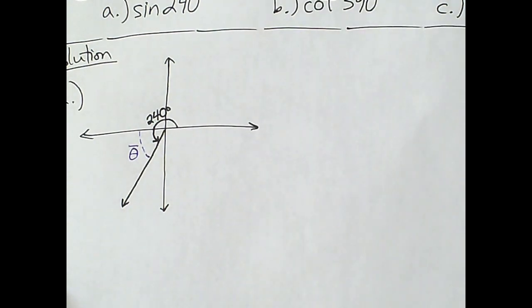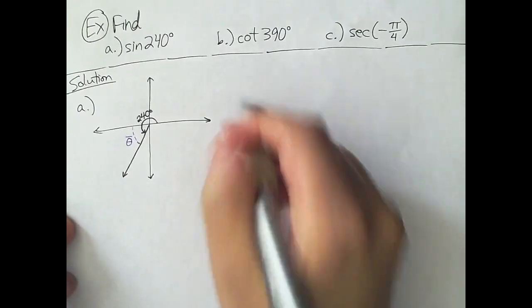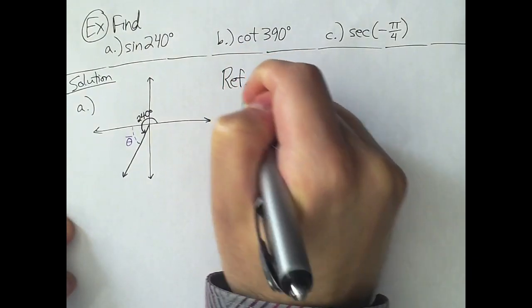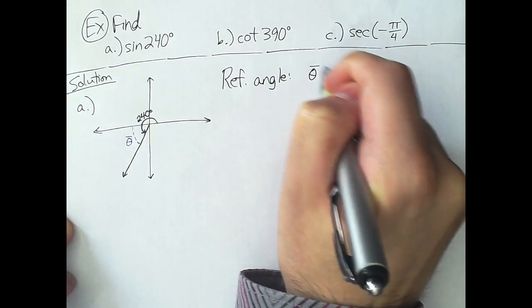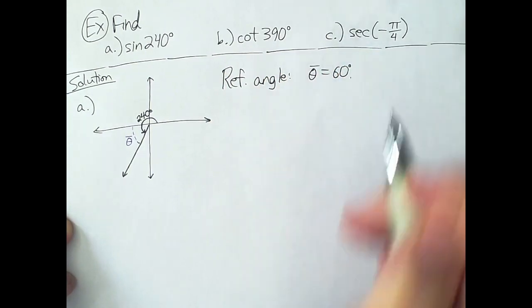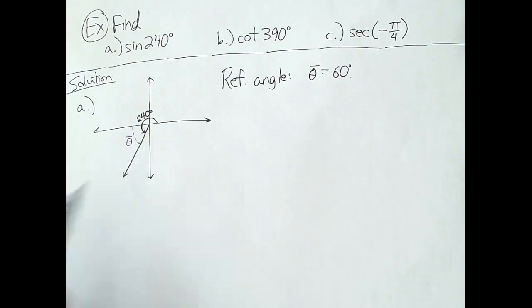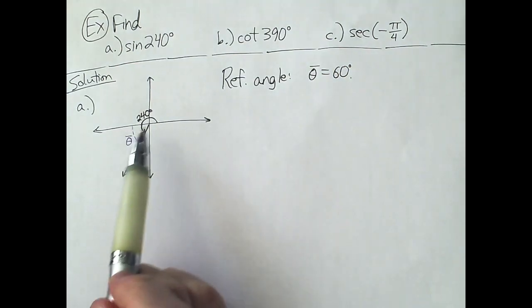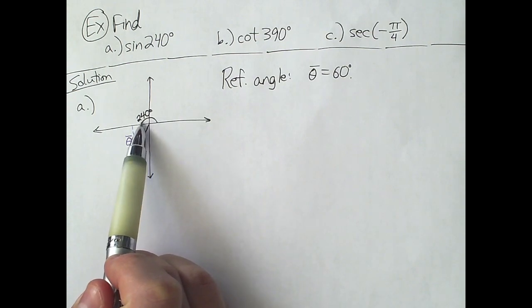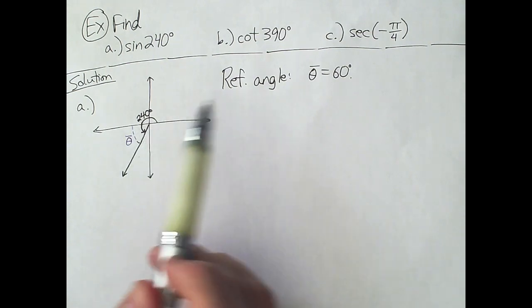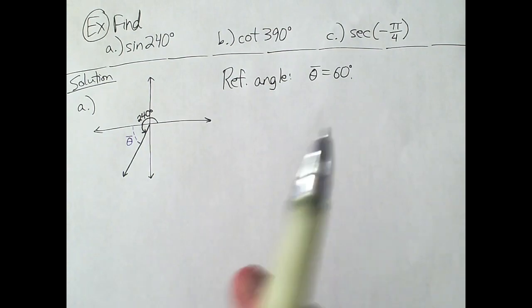So I'm going to zoom out and say that for part A, my reference angle, theta bar, is 60 degrees. How do I know it's 60? Because when I drew this, I was thinking 240 degrees would go 180 plus another 60. That's my 60.